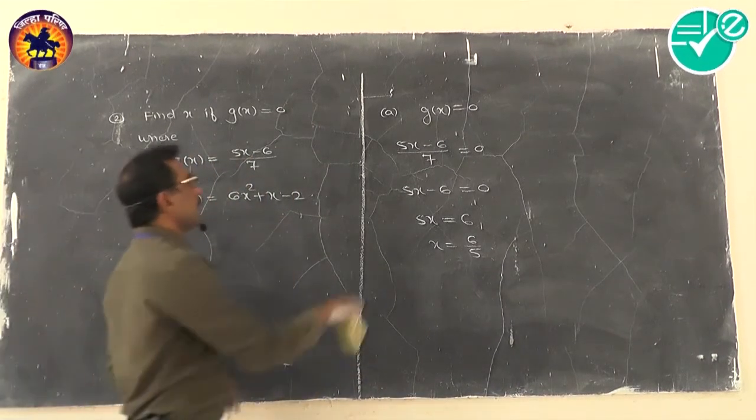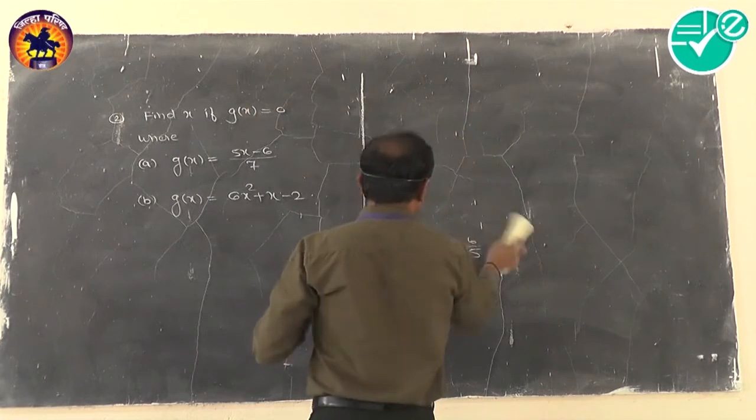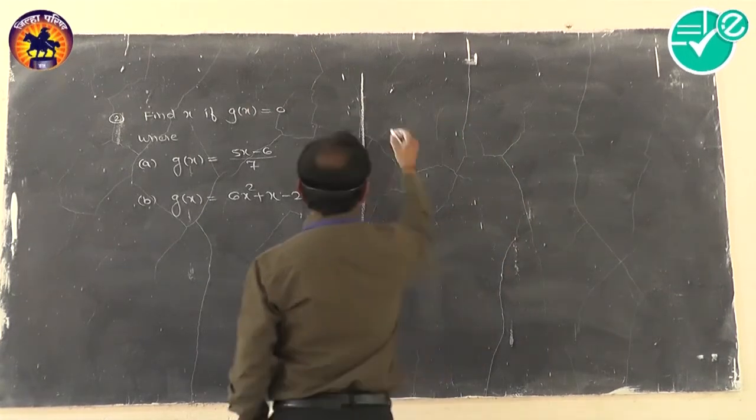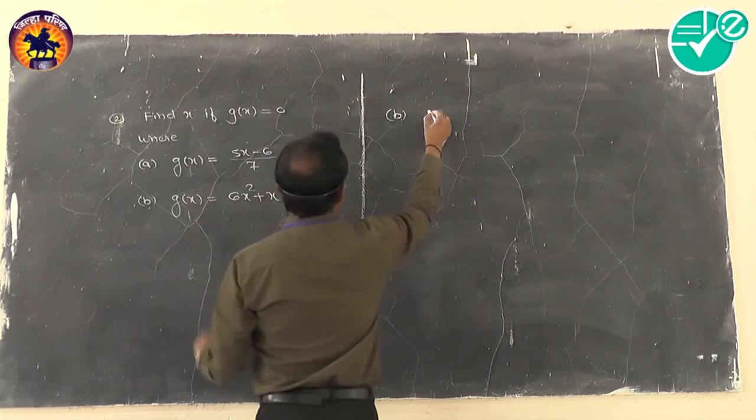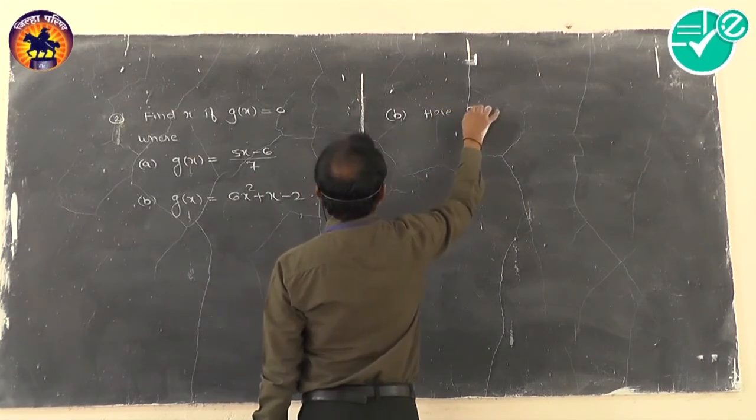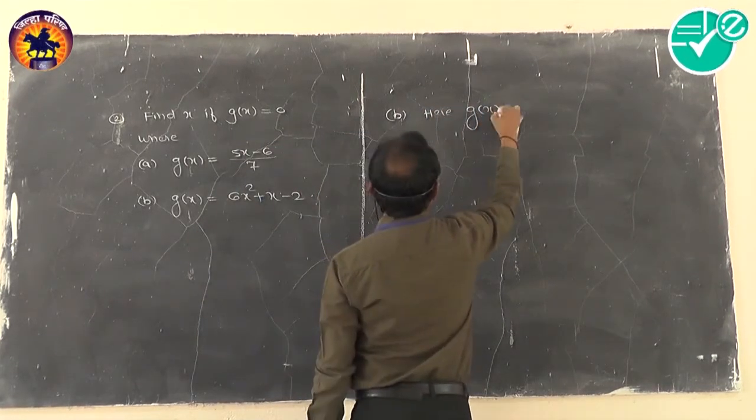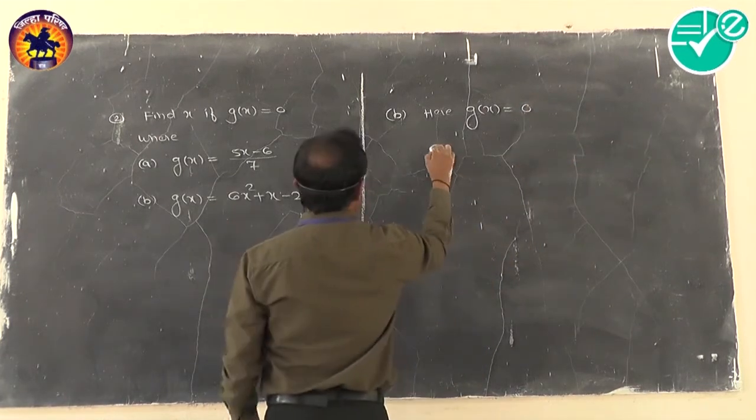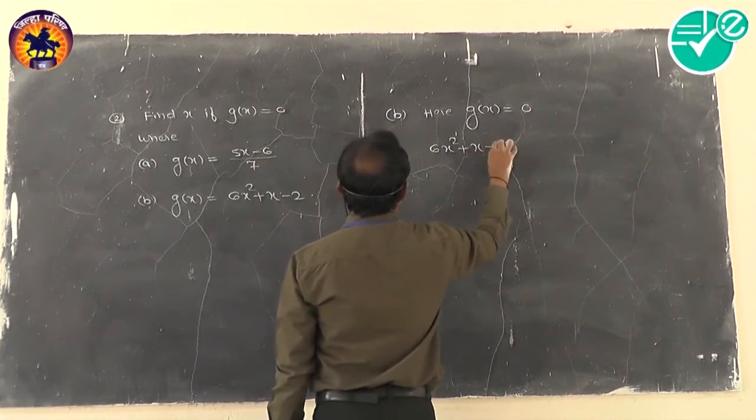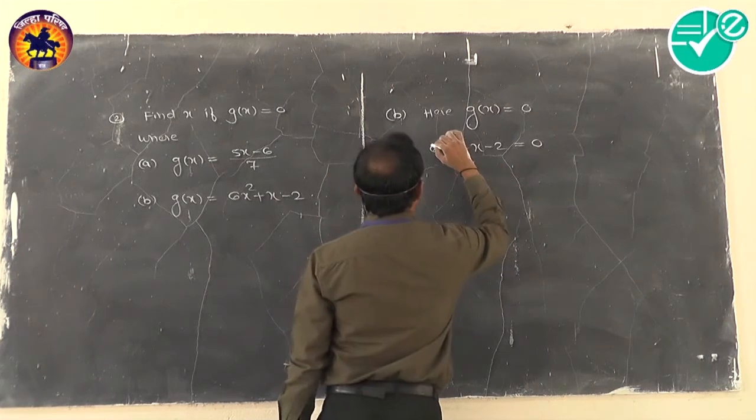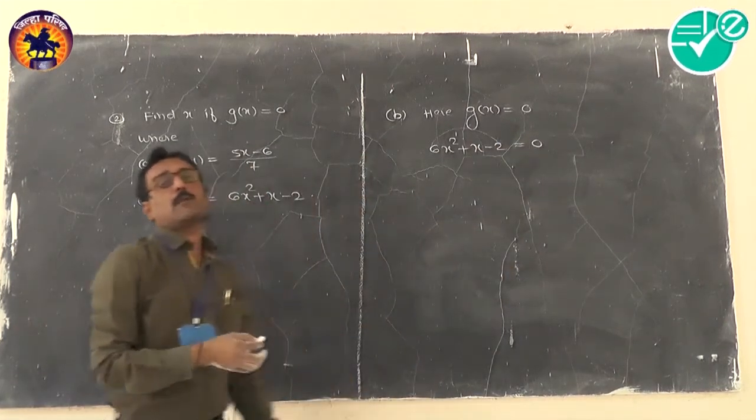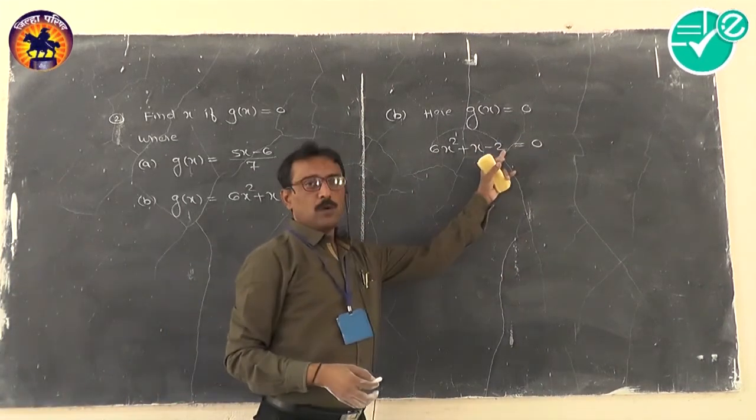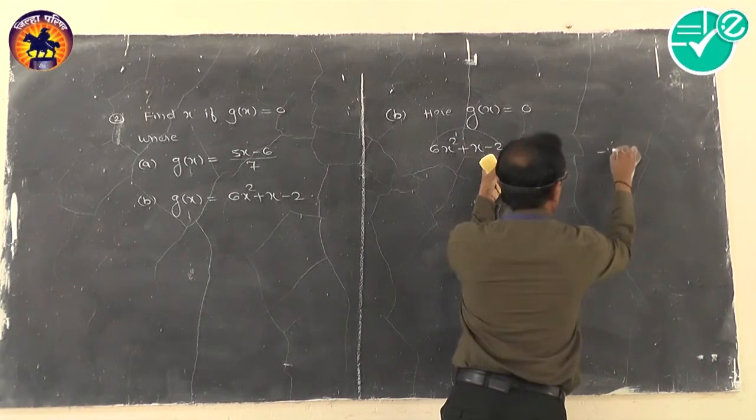Now coming to the second bit, I will rub this matter here only, and here it is sub bit B. Here again g of x is given to be 0. So 6x square plus x minus 2 is equal to 0. 6 2s, it is a routine matter from primary level. 6 2s are 12, and with the minus sign, it is minus 12.